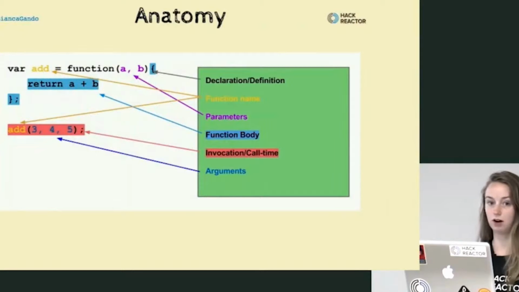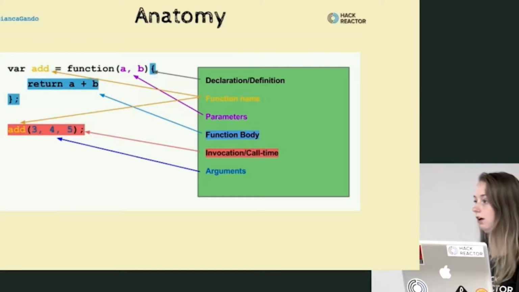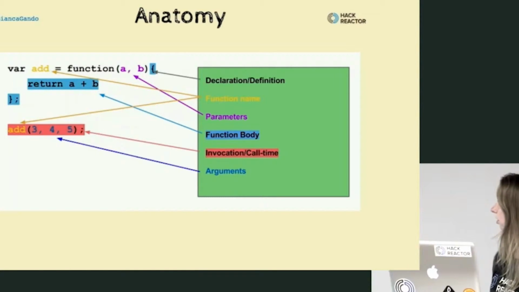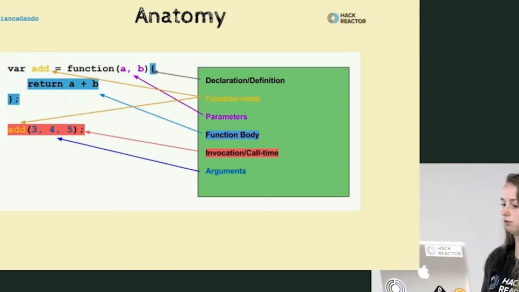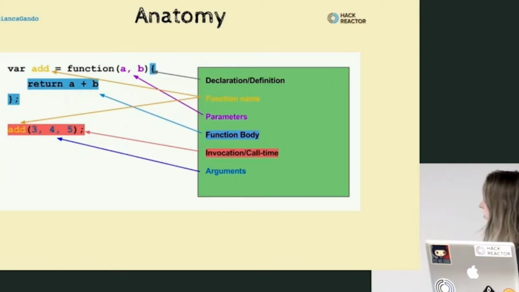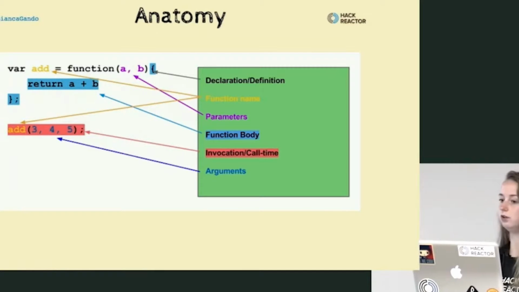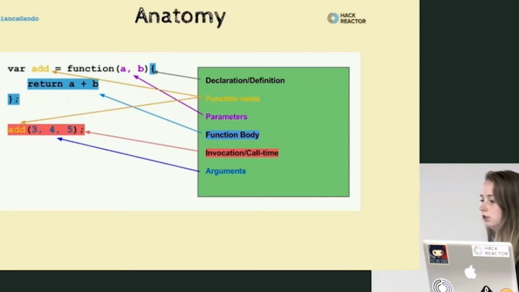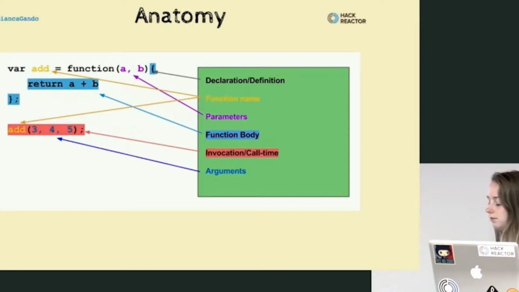I'm just going to jump right into review because we have a lot to cover today, and we only have like 7 hours. So here we go. Here's a chart from yesterday. We have the anatomy of a function. So what is the declaration or the definition of the function from yesterday?